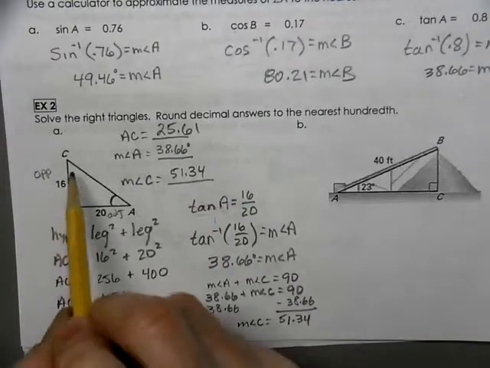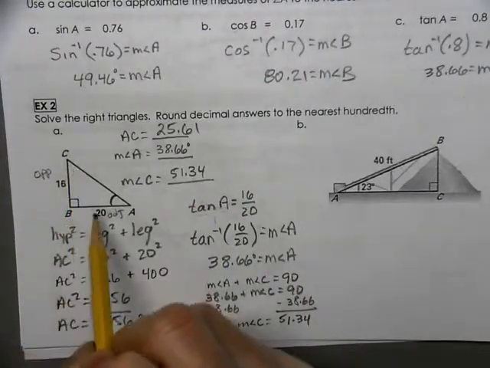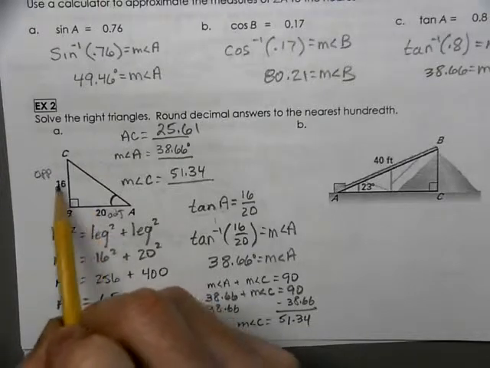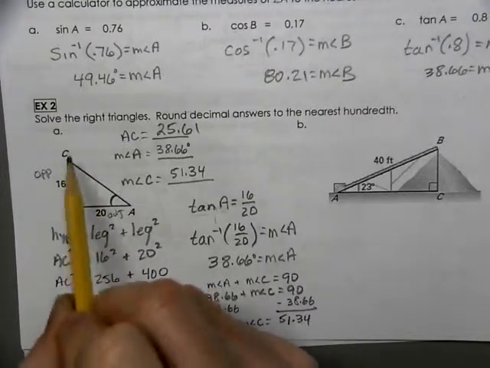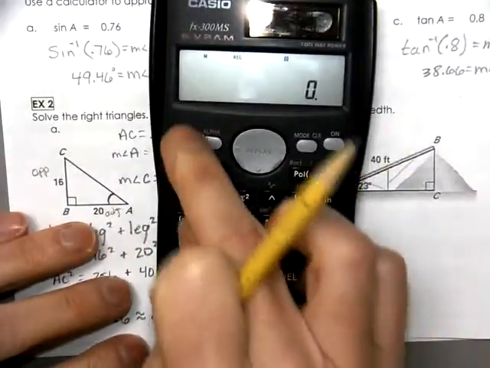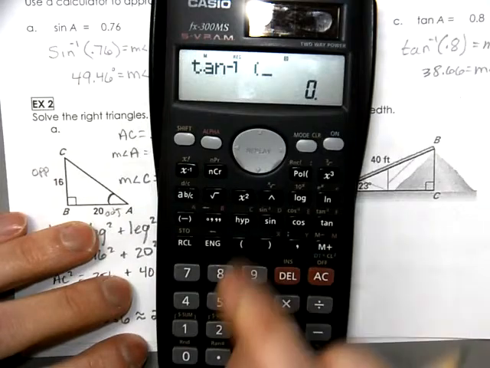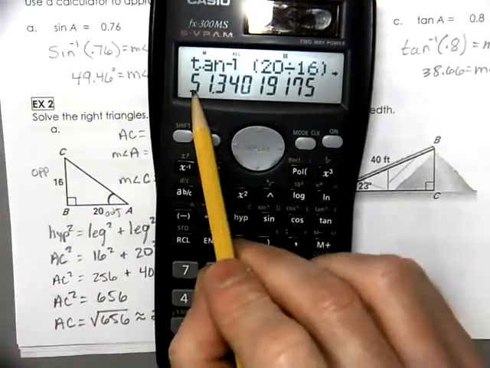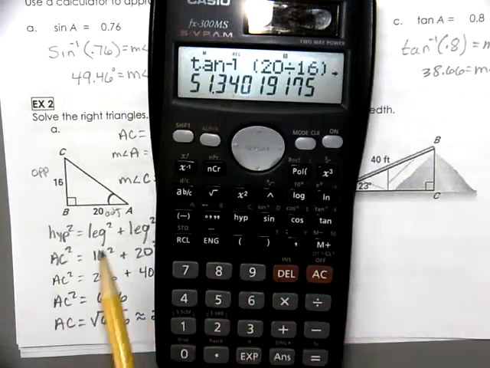You could also use the tangent inverse of opposite over adjacent from angle C, 20 over 16. Tangent inverse of 20 over 16 would get you that same result, 51.34.